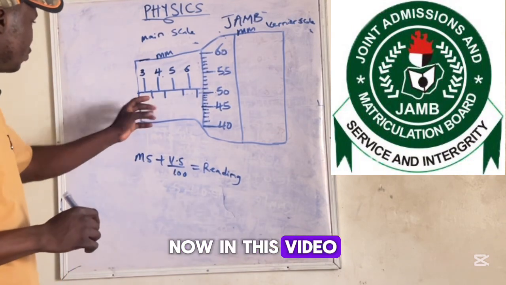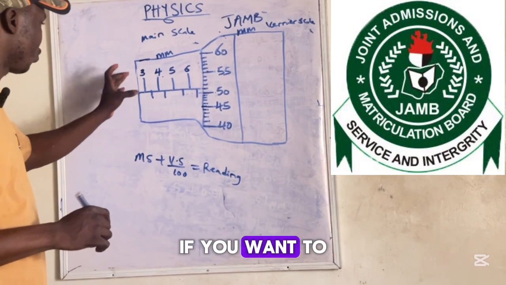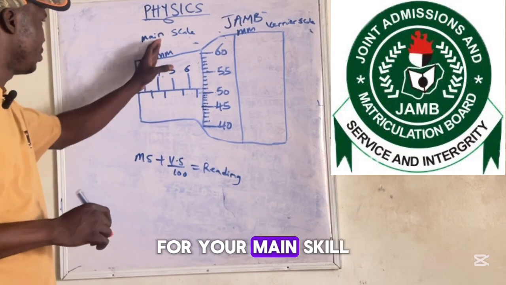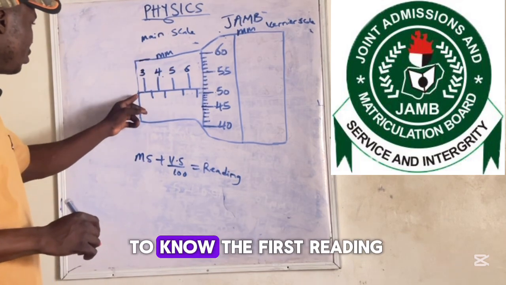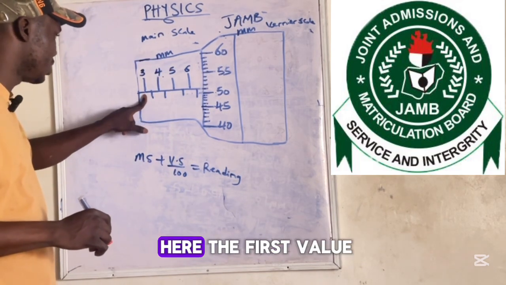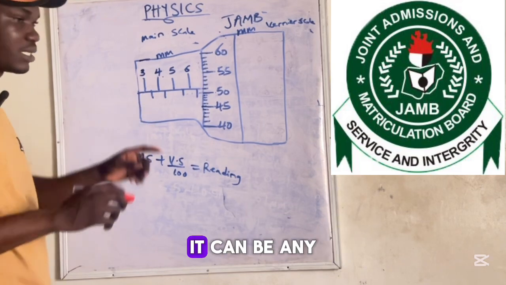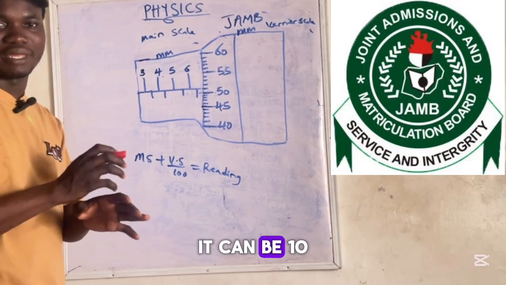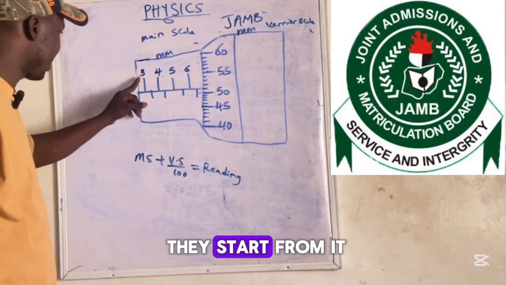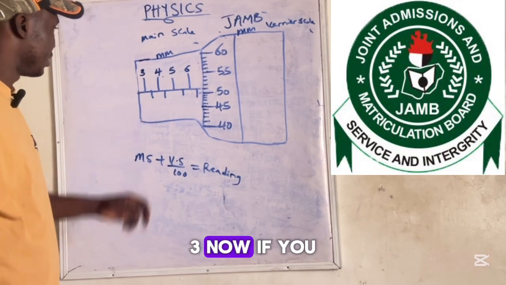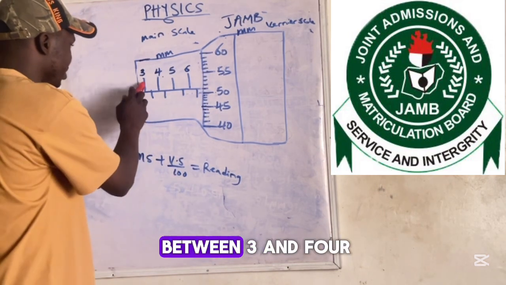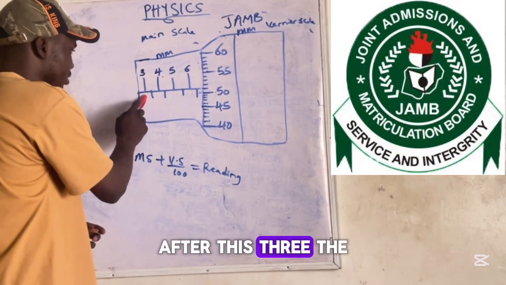Now, in this video, what you should know is that if you want to find your total actual reading for your main scale, you have to know the first value here. The first value here is 3. It can be any number. It can be 0. It can be 10. But in this reading, it starts from 3.